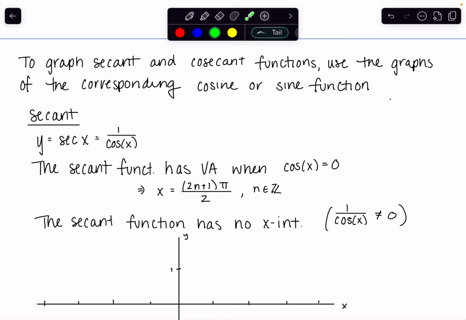And remember, if you go back a little while ago, we did go over what the range of the secant function is. It's from negative infinity to negative 1, and then also from 1 to infinity. It doesn't hit anything in between, okay?